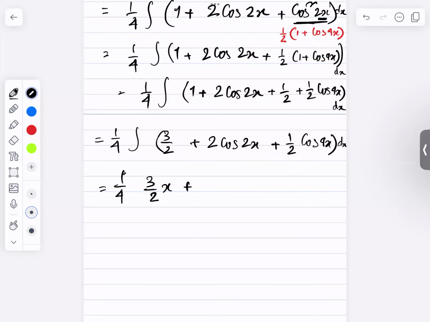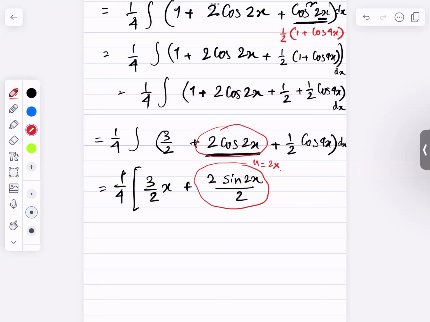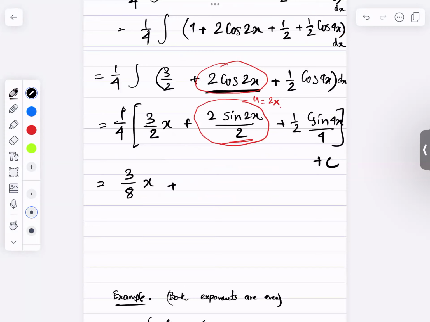How? If you do not get it right away, then use u substitution. Take u to be 2x and then reduce this to a simpler integration, and you'll find this answer at the end. Plus half, so this will be sine 4x over 4 by kind of the same logic, plus c. So this is 3 over 8 x plus 1 over 4 sine 2x plus 1 over 32 sine 4x plus c. Okay, so this is your final answer.